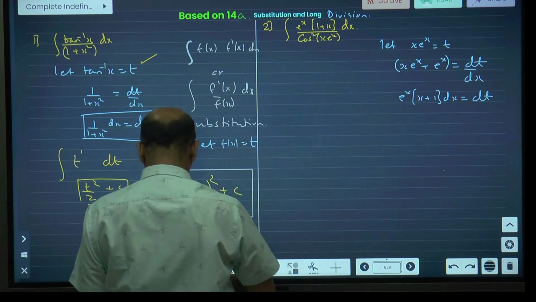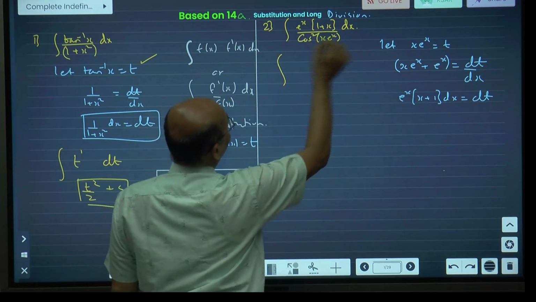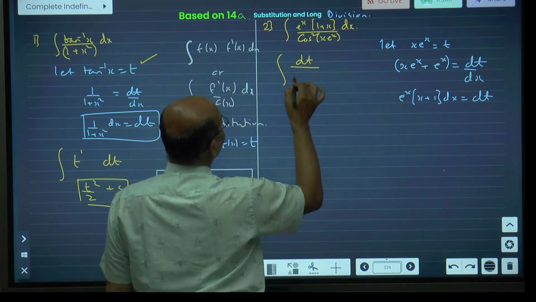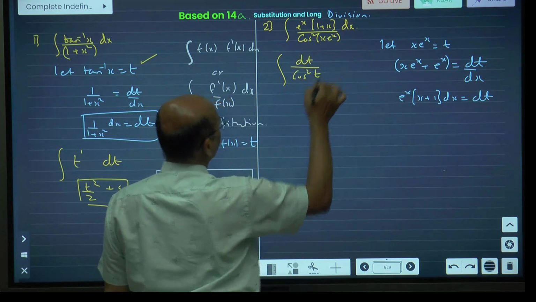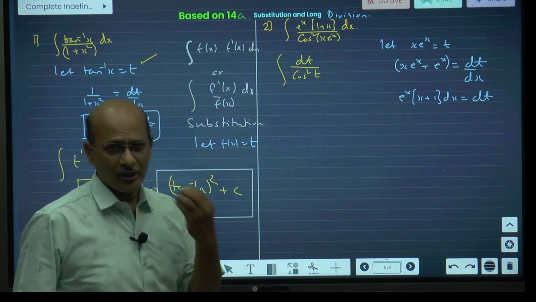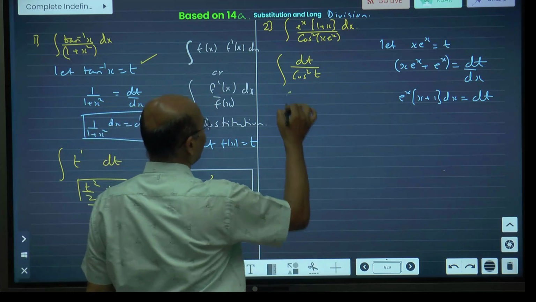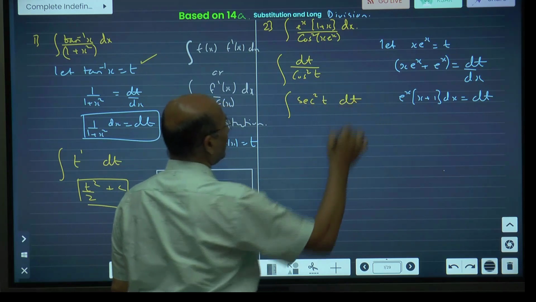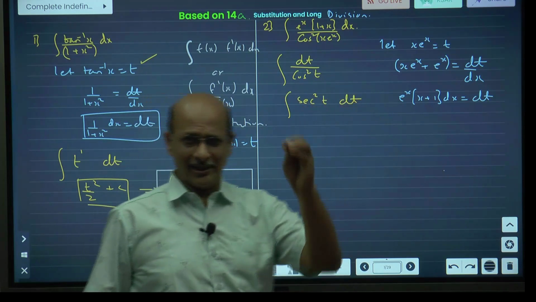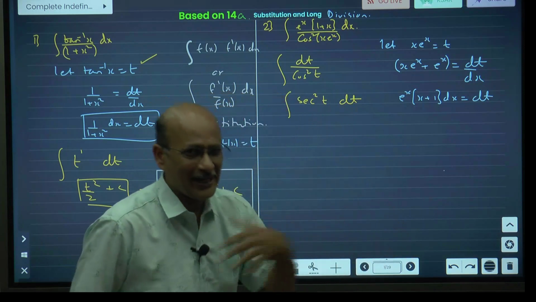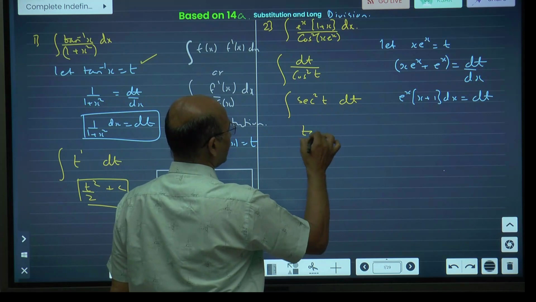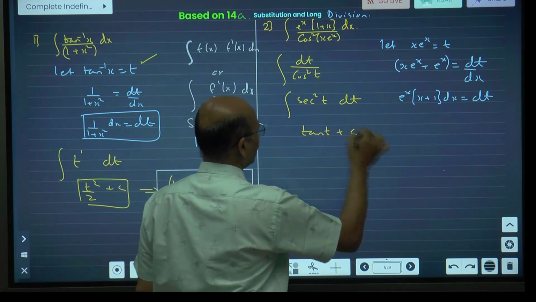So quickly now, I am going ahead. Replace this by dt here. So dt upon this is nothing but cos square t. Now everybody knows that the denominator is not welcome. So I can say this is nothing but sec square t dt, and everybody knows what the integral of sec square t is. I think that's the assumption I make, that you know the integral of sec square. So the integral of sec square t is nothing but tan t plus c.